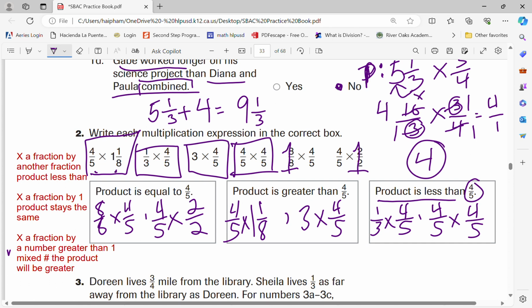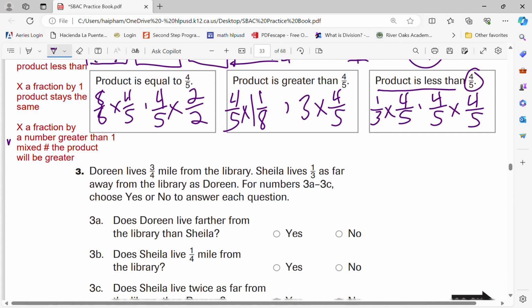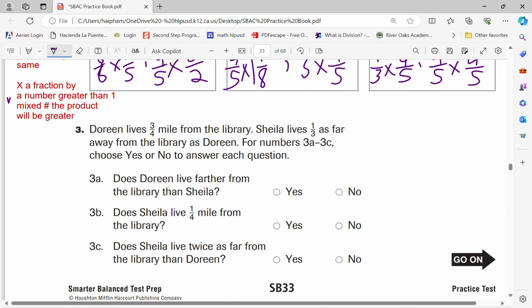Alrighty then, let's go to number 3. Doreen lives 3/4 miles from the library. Sheila lives 1/3 as far away from the library as Doreen. For numbers 3A through 3C, choose yes or no to answer each question.